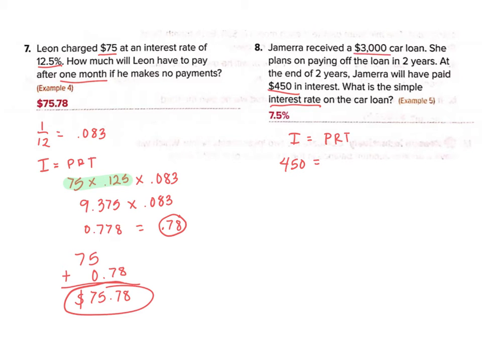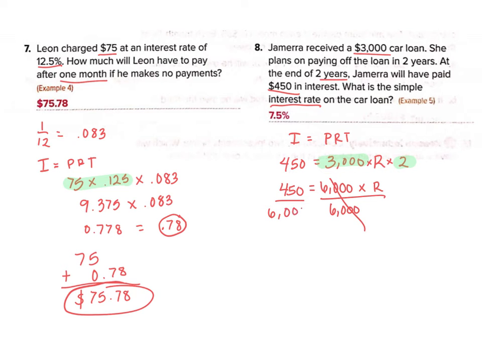The principal was $3,000. We don't know R, so I'm going to keep that as R, but we're still multiplying, remember. And T was 2 years. So basically what I can do is chunk together 3,000 times 2, and I'll get 6,000 times R equals 450. Then to get R by itself, I divide by 6,000 so that those cancel out.